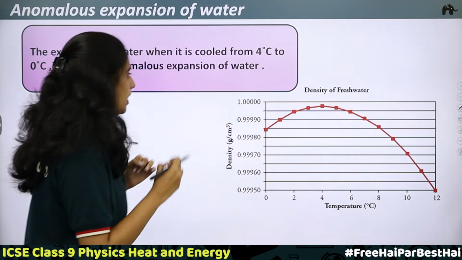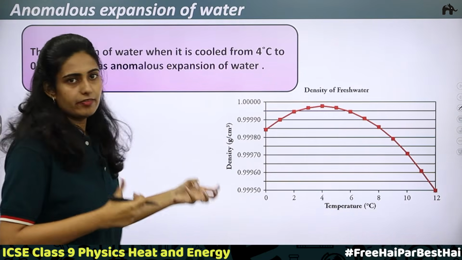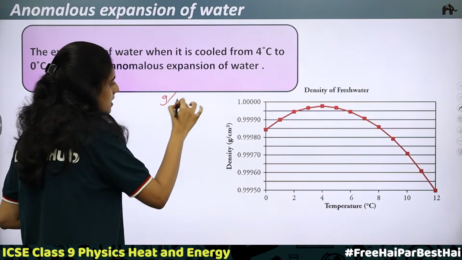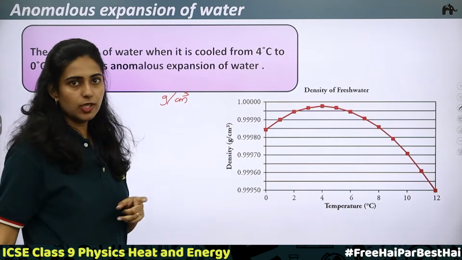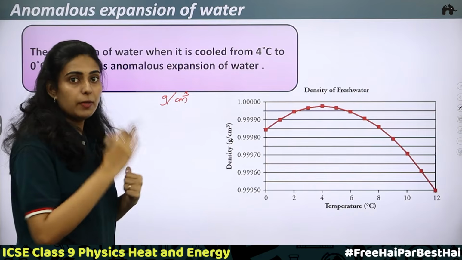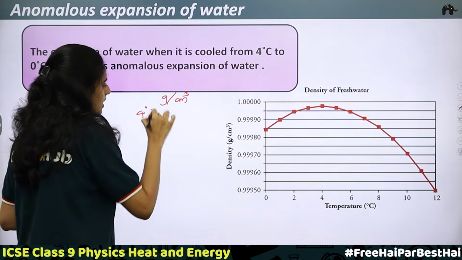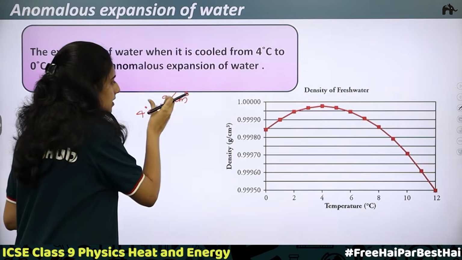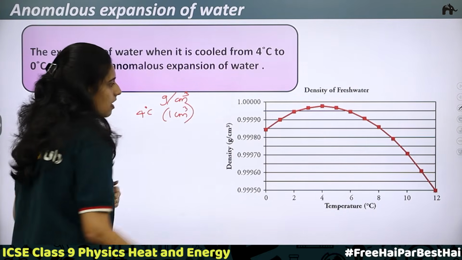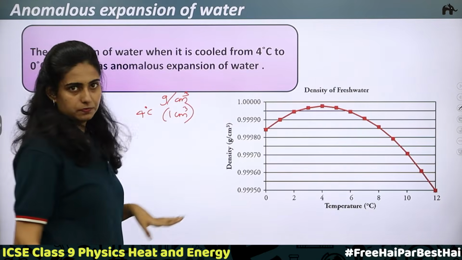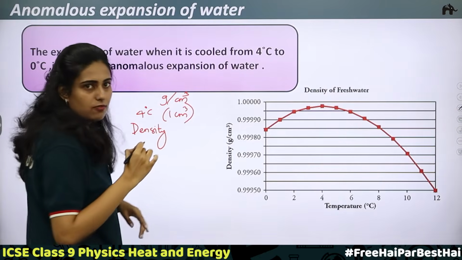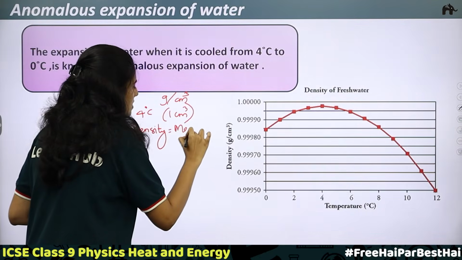Now, let us see the variation of density with temperature. So, here density is given, here the unit is gram per centimeter cube. So, where do you get the minimum volume? Minimum volume we have said it is at 4 degrees Celsius. What is the minimum volume? For 1 gram, what is the minimum volume? 1 centimeter cube is the minimum volume. We have density. What is density's relation with mass and volume? Density is equal to mass by volume.